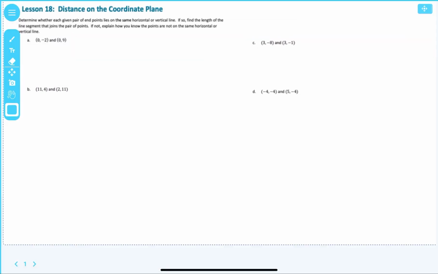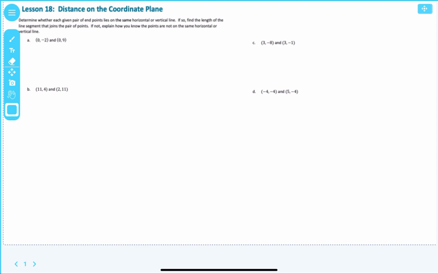This is Math 6, Module 3, Lesson 18, Distance on the Coordinate Plane. Determine whether each given pair of endpoints lies on the same horizontal or vertical line. So these are endpoints of a line. If so, find the length of the line segment that joins the pair of points. So if it is a line, you're going to tell how long that line is.